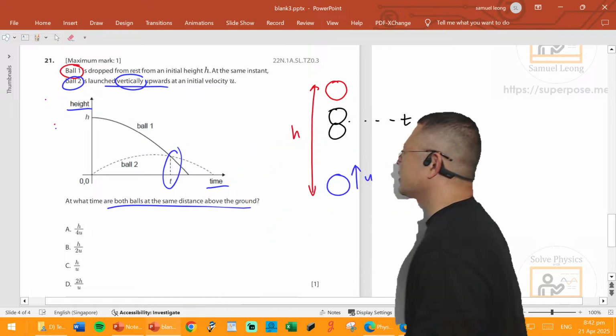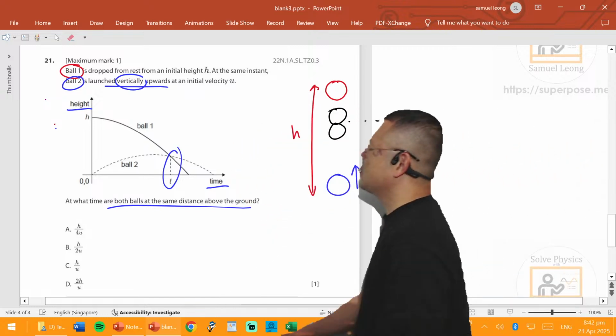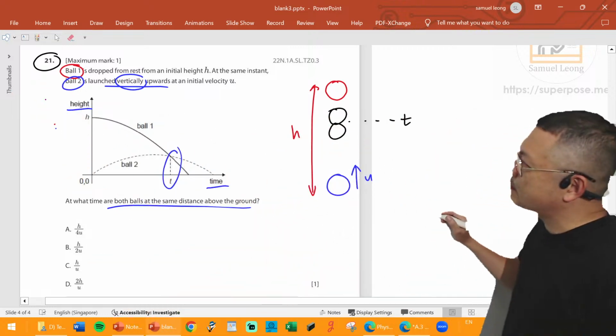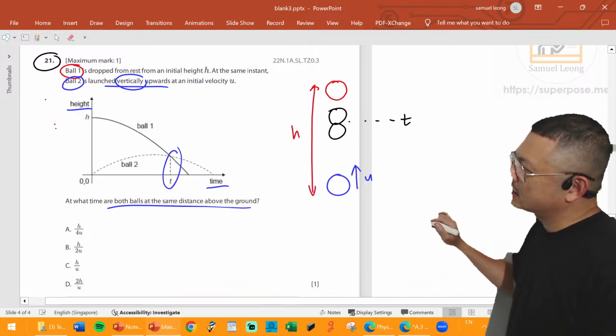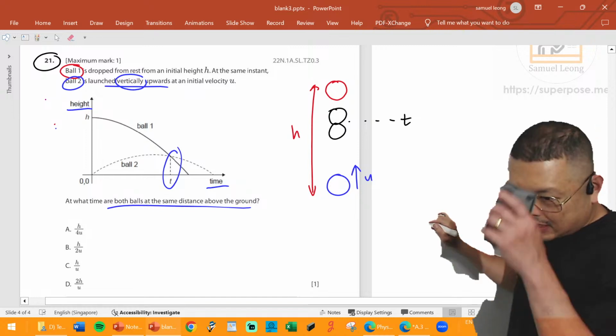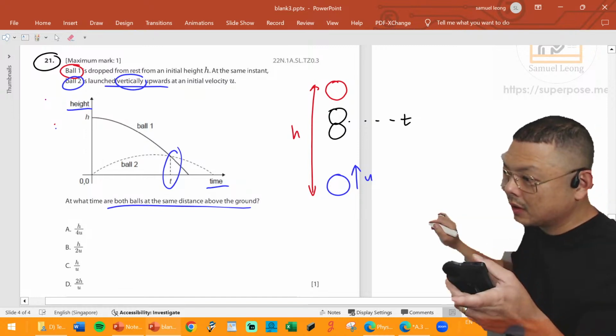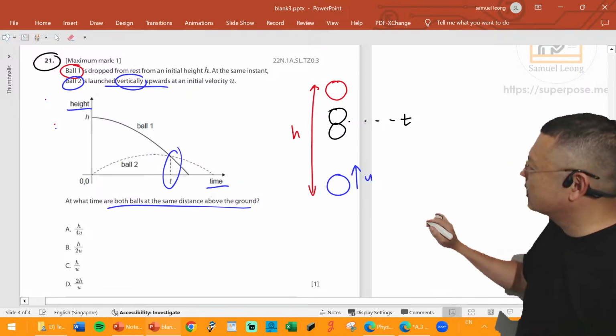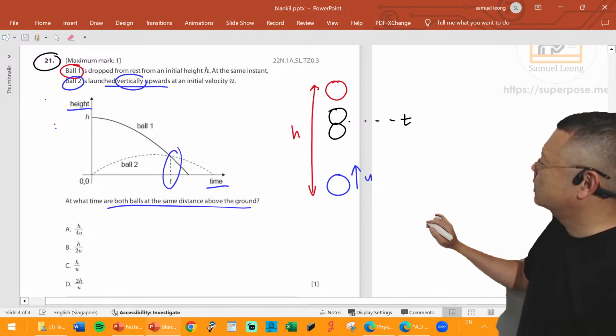Yeah, this is kinematics. To be very fair, this is a wrong question number. I think whoever prepared this document wrote question number 21. Sometimes I use the question number as a clue. It's likely to be purely kinematics.